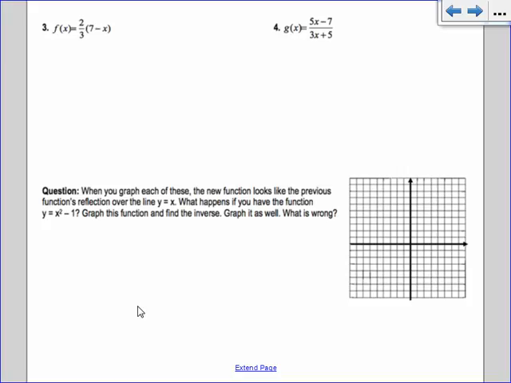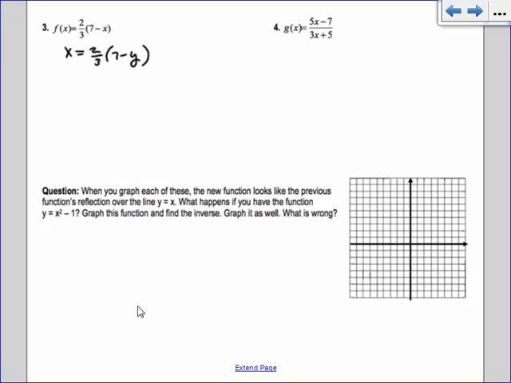So f of x equals 2/3 times 7 minus x. So let's switch our x and y. The y is the f of x, so I'm going to have x equals 2/3 times 7 minus y. So you could do a couple different things. You could multiply the 2/3 in, or you can get rid of the 2/3 now.